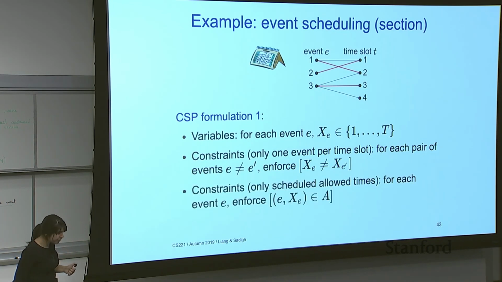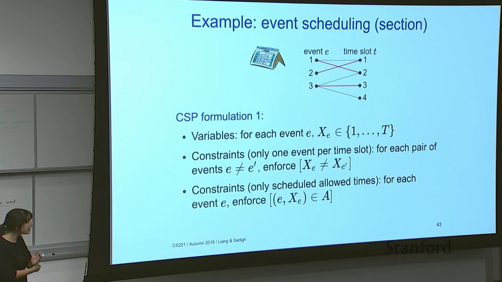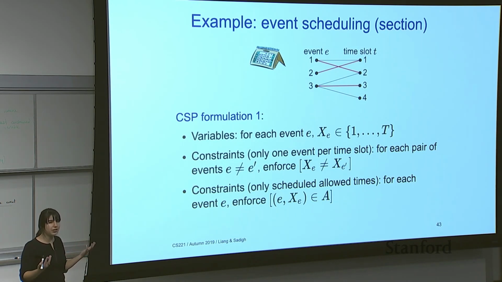And then I have another constraint which tries to ensure that these events and their time slots, which is the XE value, are going to be in some set A. You can kind of treat this as a unary factor. So you have some number of unary factors. You have E unary factors here. And the number of variables that you have is E, but their domain is size T. So it's good to think about these.